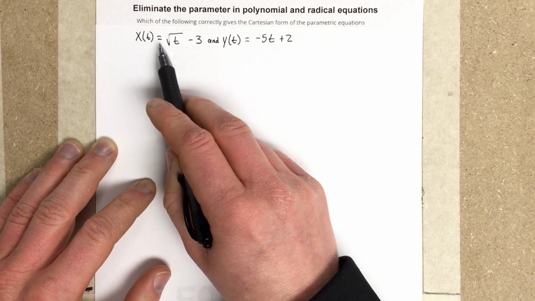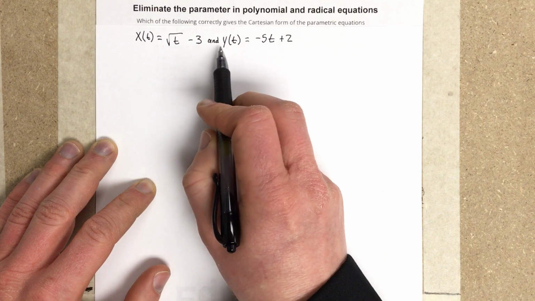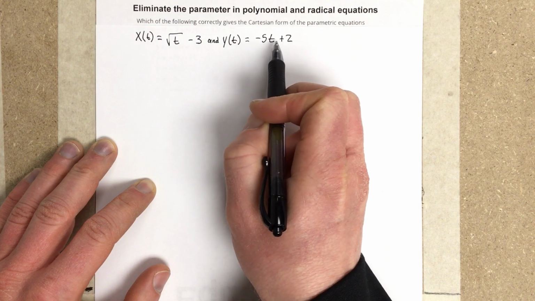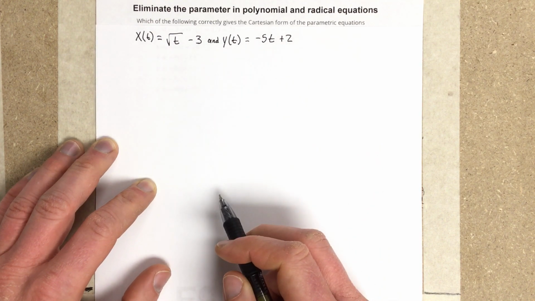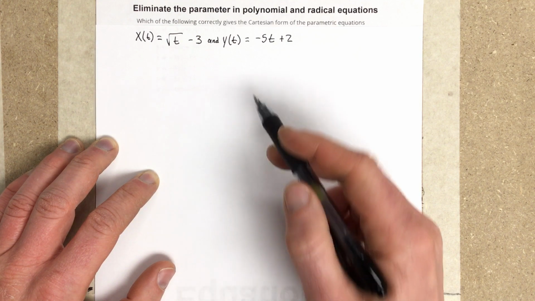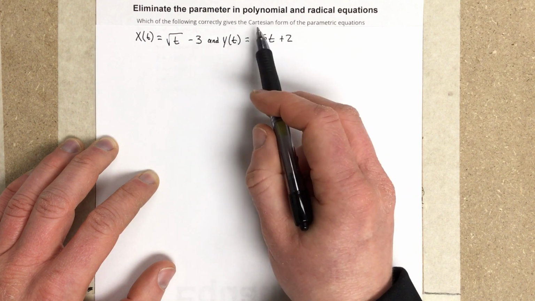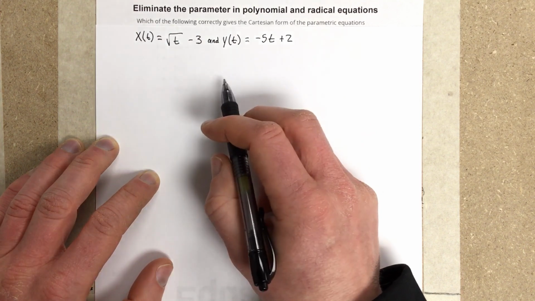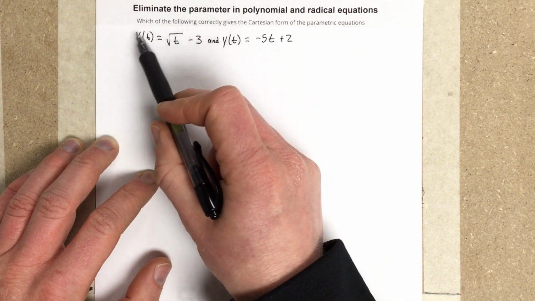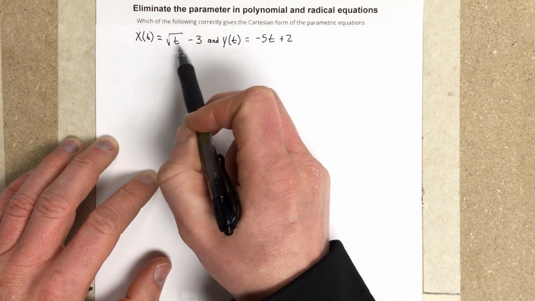So it says x of t is equal to root t minus 3, and y of t is equal to negative 5t plus 2. And what we're going to do is try and get a function that's Cartesian, which would be y in terms of x. So I'm going to start with my x variable, and I'm going to solve for t here.